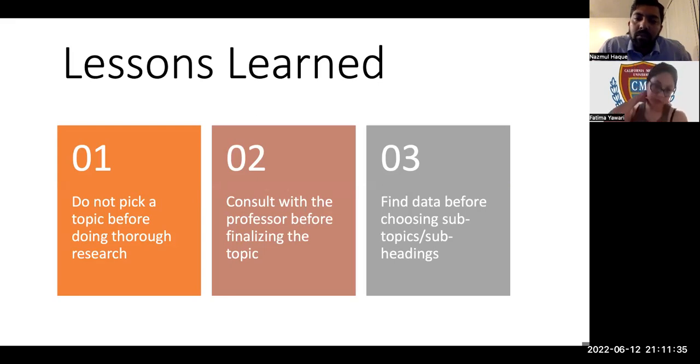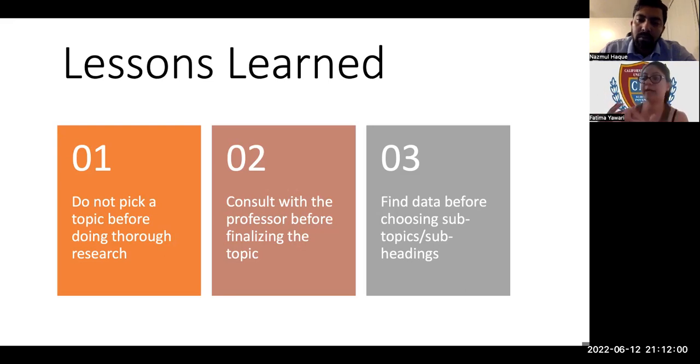Second, consult with a professor before finalizing the topic. Yes, you have this idea, it looks interesting, but also check with the professor if this looks good or not before submitting your topic. If the professor says, yes, this sounds good, it sounds interesting, go for it, then go and start doing your research. Find data before choosing subtopics and subheadings.